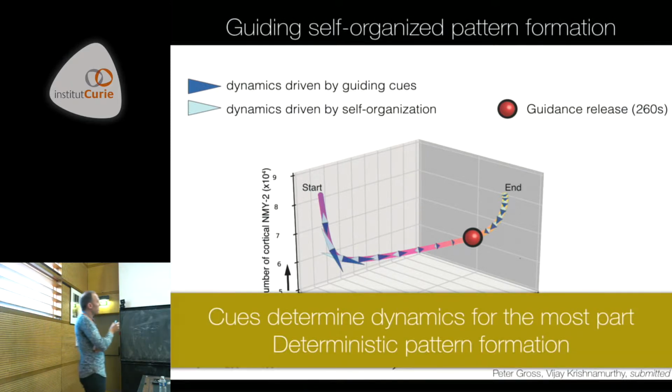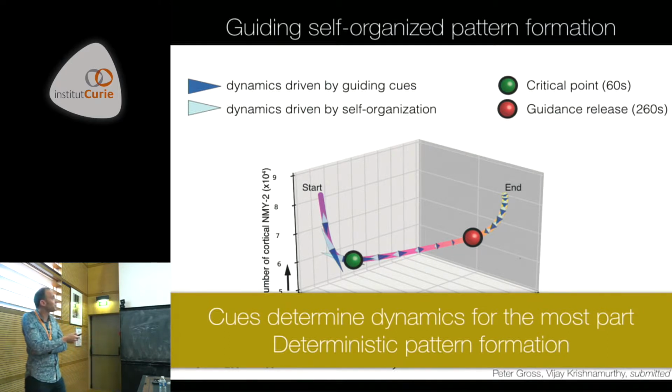And I think it's interesting because when we started this project, I was of the clear opinion that this is really complete self-organization. What this is telling us is quite the opposite. This is quite deterministic, and everything's under tight control for most of the trajectory. So cues determine dynamics for the most part, and this is really more deterministic than self-organized.